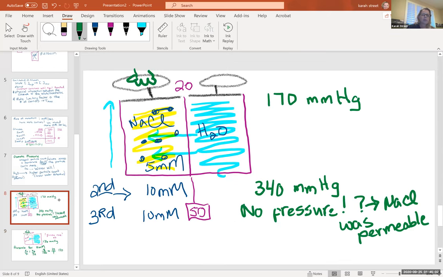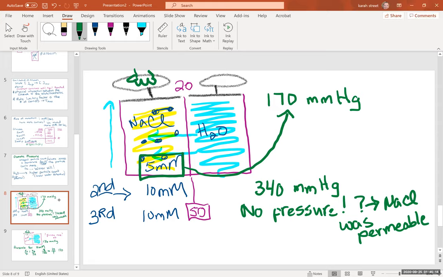Do you remember when we played with 5 millimolar sodium chloride? You had to apply a pressure of 170. Do you remember? 5 millimolar sodium chloride is what milliosmolar? Remember, sodium chloride dissociates. So if I played with 5 millimolar, how many milliosmoles was I playing with in that experiment?